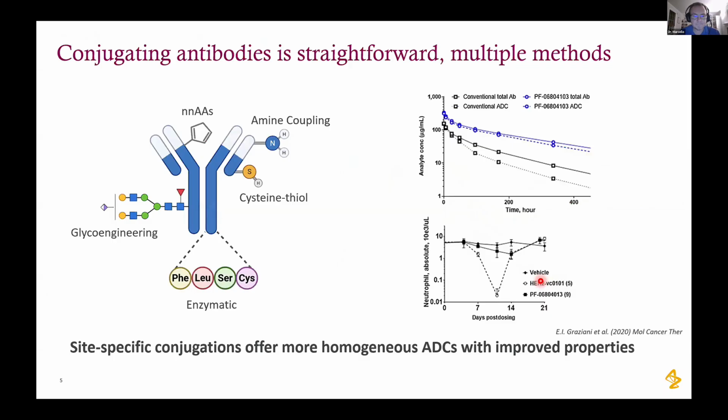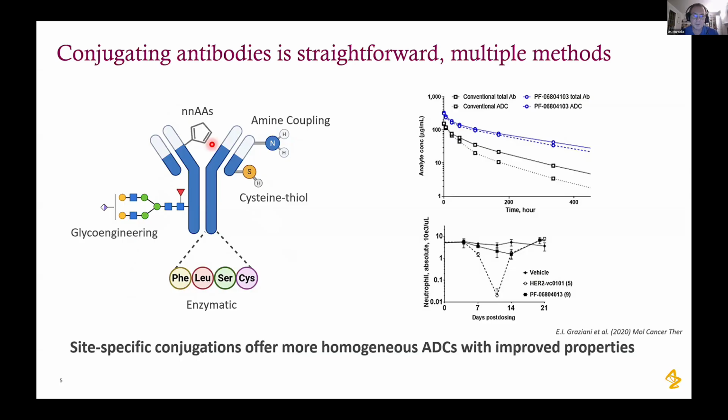So making antibodies, ADCs, isn't really difficult. Conjugating them, there are many different methods for doing this. We've talked about amine coupling and cysteine thiol conjugations. There's a number of different enzymatic approaches. You just heard Dr. Wang talk about glycoengineering and glycoremodeling to enable bioconjugations. And then there's also the use of non-natural amino acids. All of these help to generate site-specific ADCs that have higher homogeneity and overall improvements in their biophysical properties.